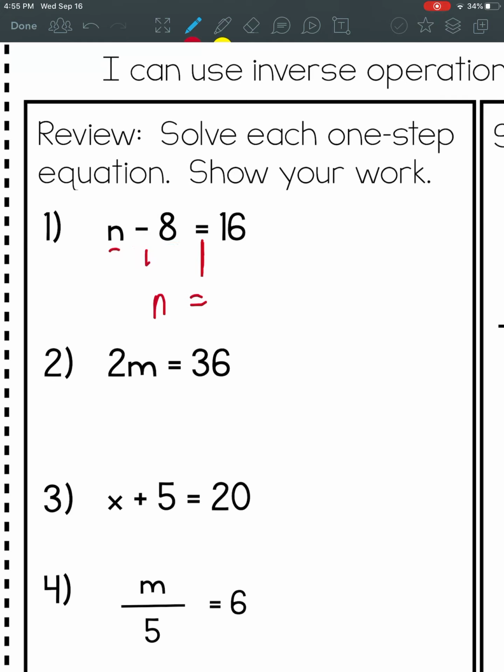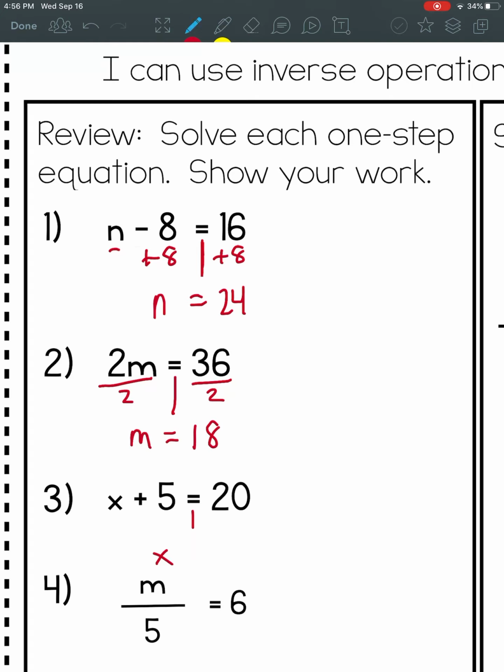So we want to get rid of -8, so to do that, we do the opposite and add 8 to both sides. So 16 plus 8, n equals 24. Okay, same thing here. We want to get m by itself. Right now, when they're squeezed up next to each other, that means multiply. So the opposite would be divide. 36 divided by 2, m equals 18.